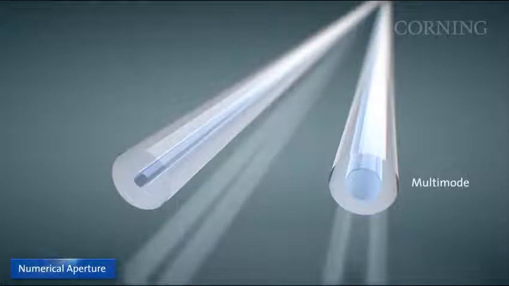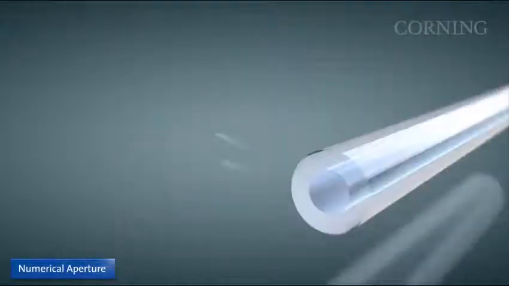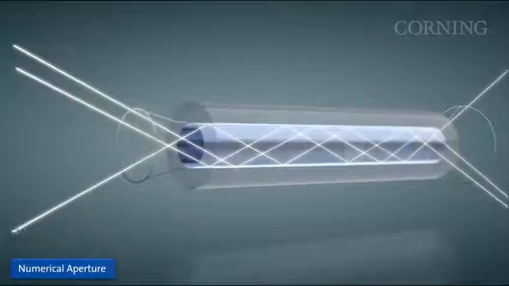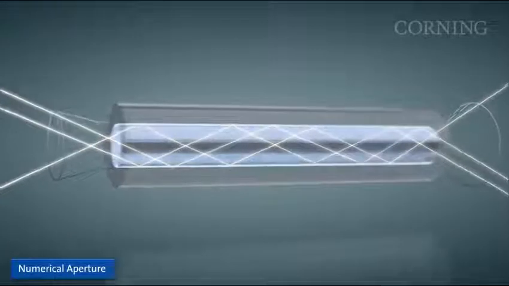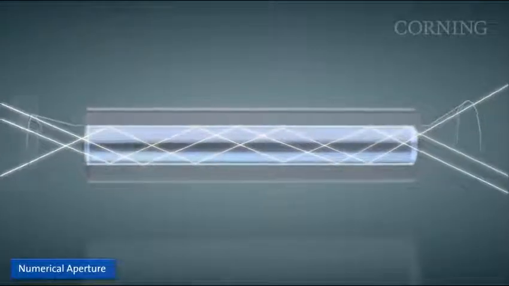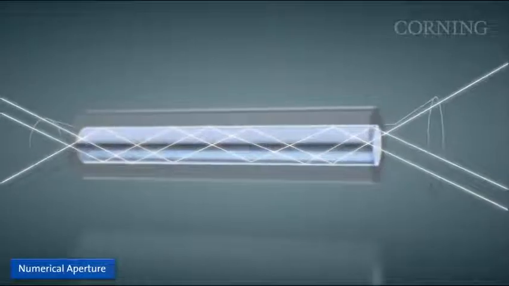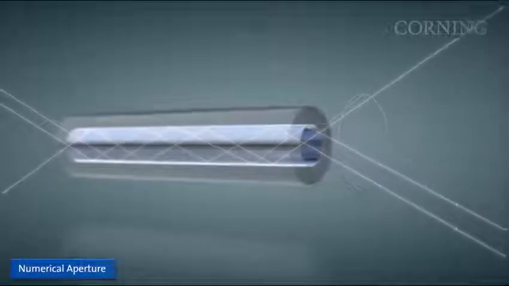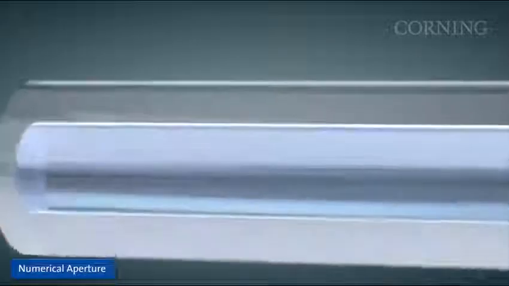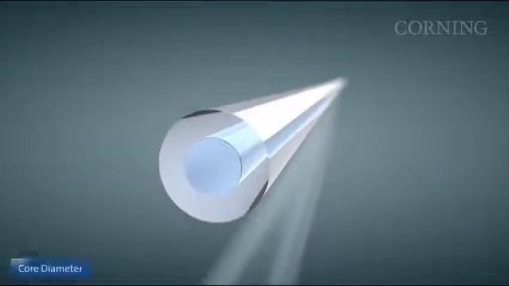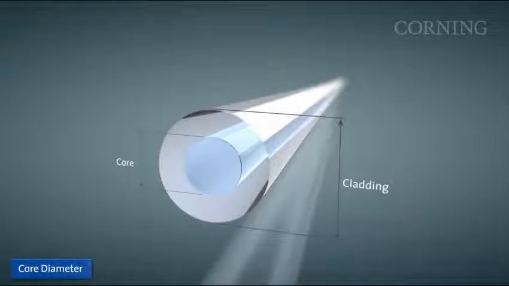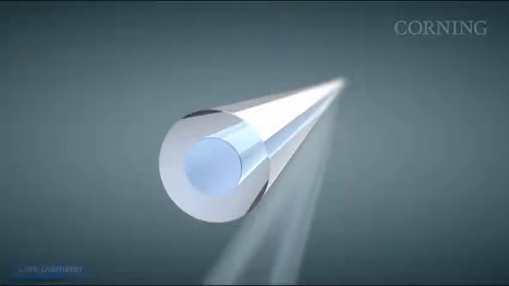Multi-mode fiber has two important characteristics: numerical aperture and core size. Numerical aperture is the measure of the angular range of acceptance of light into a fiber. The angle over which a fiber accepts light depends on the refractive indices of the core and cladding glass. Core diameter is a fundamental design parameter of multi-mode optical fiber. The larger the core, the more modes of light can propagate through the fiber. Multi-mode fiber has a much larger core size than single-mode fiber.